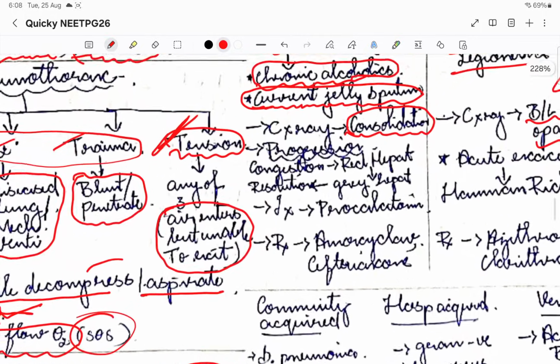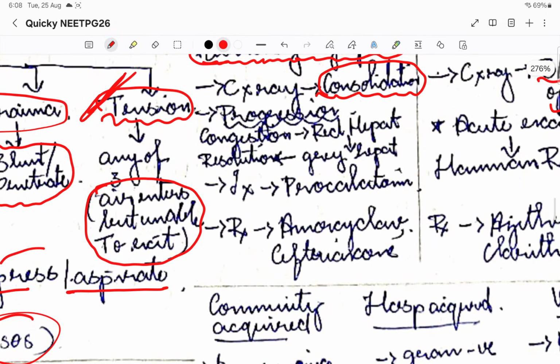Then the progression with respect to typical pneumonia is congestion, then red hepatization, gray hepatization and resolution. So this is how the progression is. Please note this down. This is very, very important. This is the previous year topic: congestion, red hepatization, gray hepatization, then the resolution.